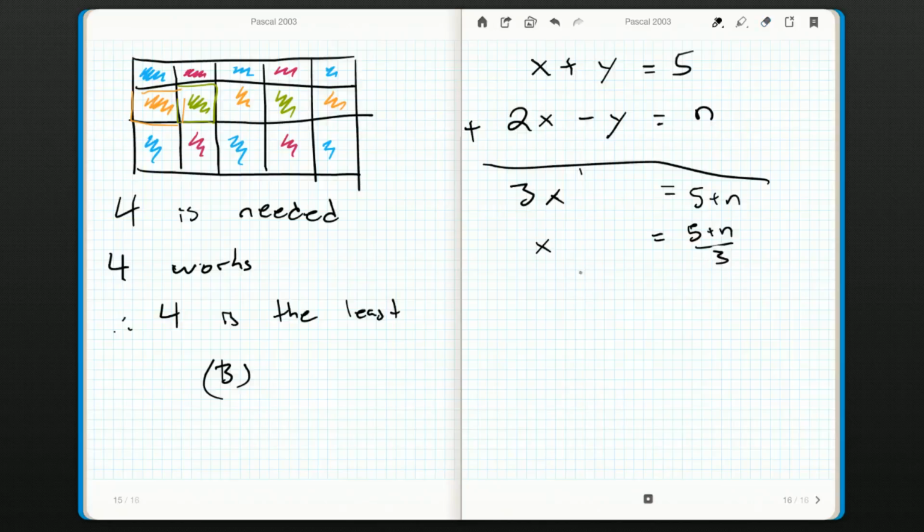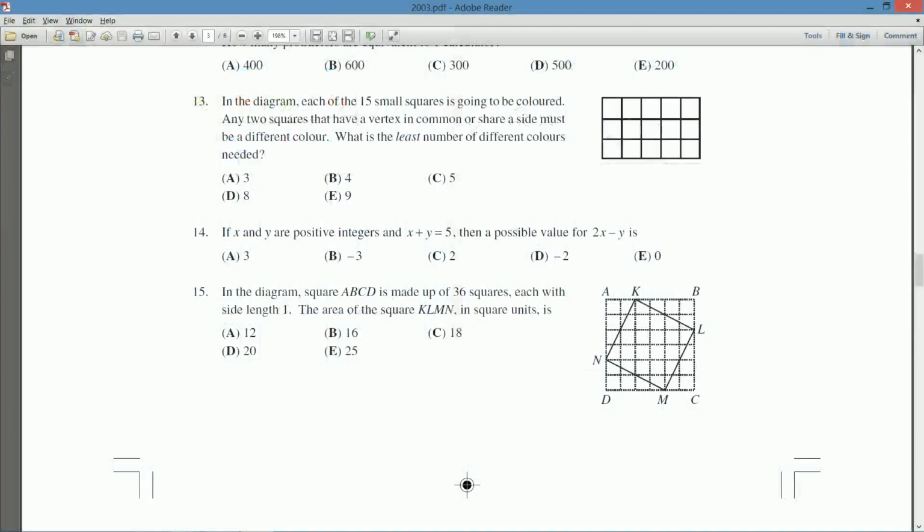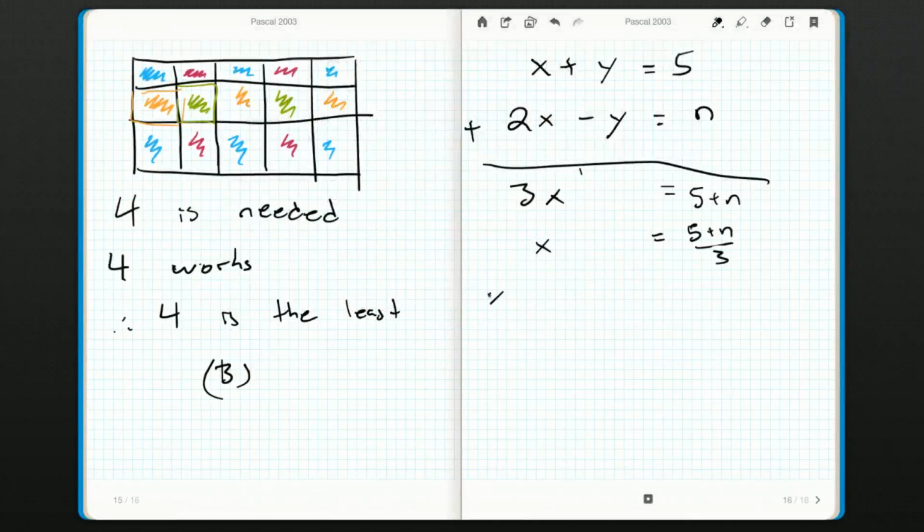So, if x has got to be an integer, which I think they said, did they say that? X and y are positive integers. Okay, positive might even be the key because we got negative numbers here. We'll see. But x has got to be a positive integer. So x is an integer. So 3 has to divide 5 plus n. So we're looking for the value between A, B, C, D, and E that makes 5 plus n divisible by 3.